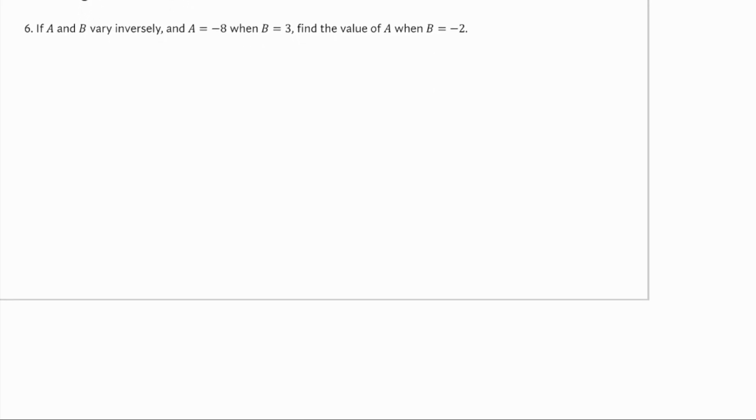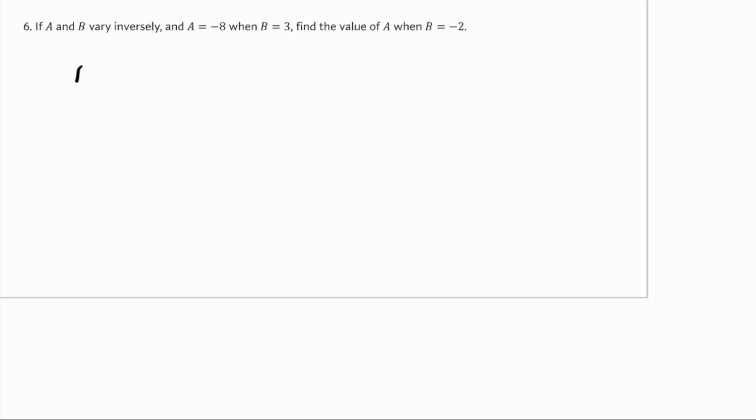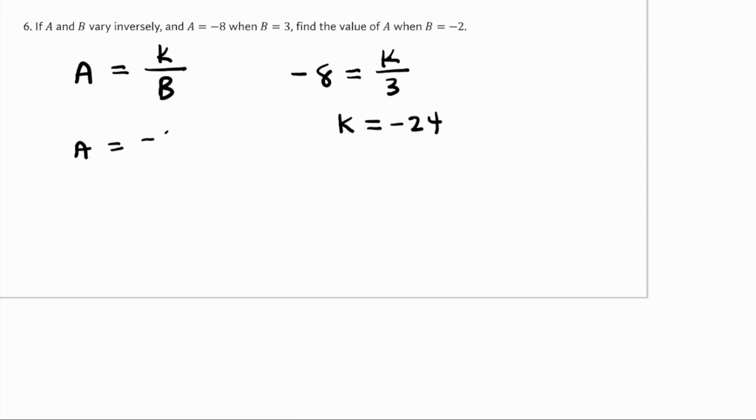Now the last one on Form A is if a and b vary inversely, so a is some number divided by b, and a is negative 8 when b equals 3. Okay, so I'm going to multiply both sides by 3 to find the value of k, and I'll see it's negative 24. So a equals negative 24 over b. Find the value of a when b equals negative 2. So a will equal negative 24 divided by negative 2, and that's going to be 12.